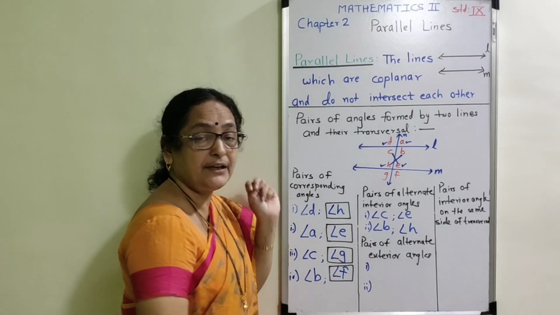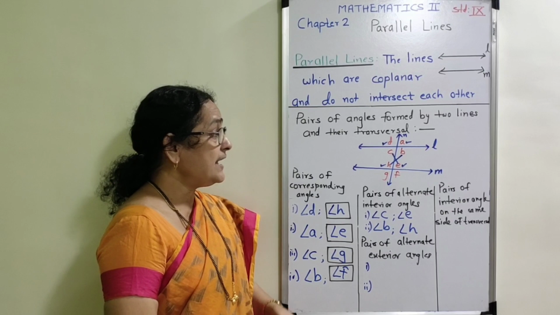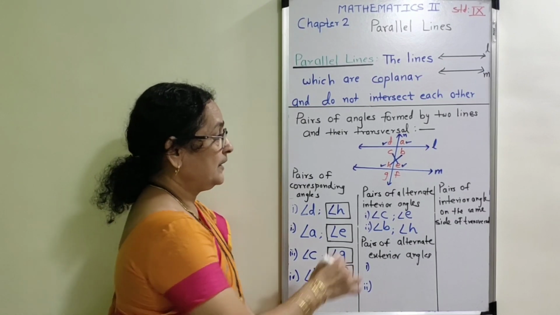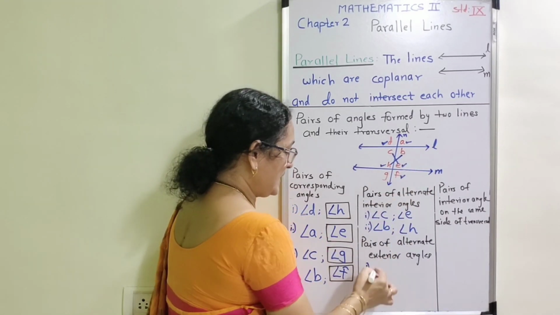Now I am going to think about the next type of alternate angles, that is exterior alternate. If I take angle D, then I have to take angle F.